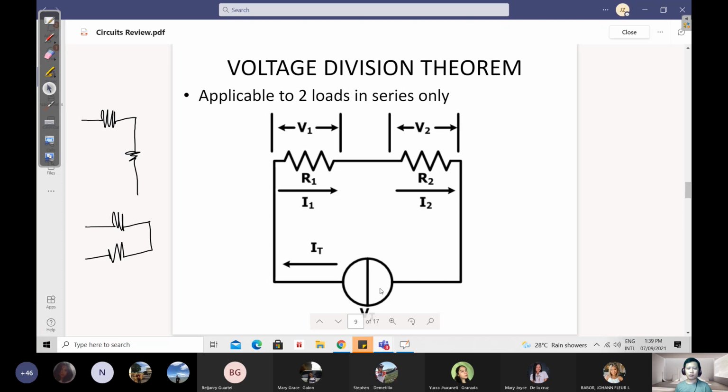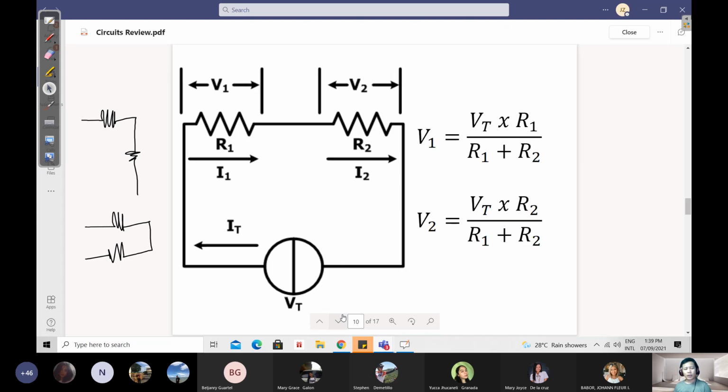Now what's with voltage division theorem? Technically, voltage division theorem is a shortcut if you want to determine the voltage in every resistor. Why is it considered a shortcut? It's because usually, if you have a given circuit, what is given is the supply voltage and the resistances. The usual circuit given has a supply voltage of, let's say, 220 volts, and some resistances.